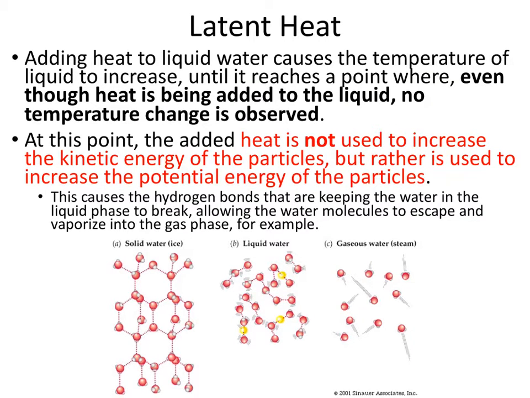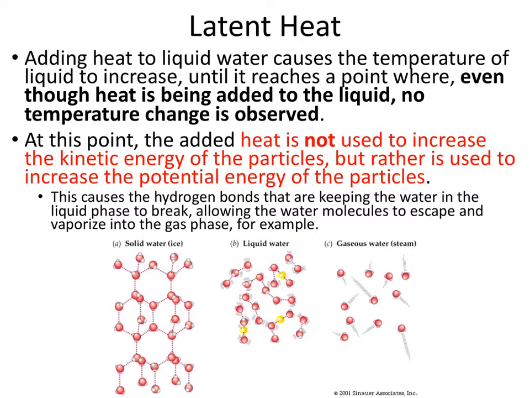So a little tidbit of information here is something called latent heat, and latent heat is really just hidden heat. Now, why is it hidden? Well, when something has latent heat, it means that adding heat to, for example, water, at this point doesn't actually change the temperature. Okay, so we can add heat to liquid water, causing the temperature to increase until it reaches a certain point. And even though heat is continually added, there's not going to be a temperature change observed.